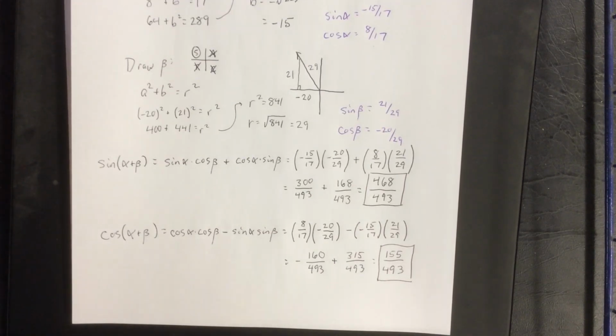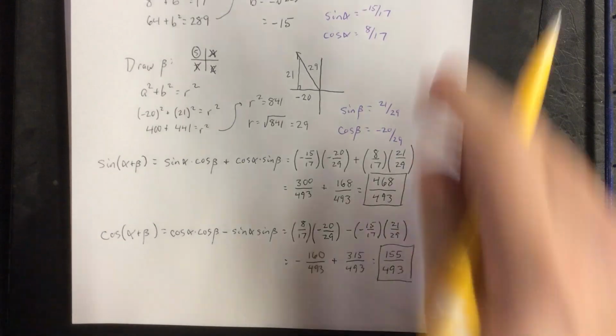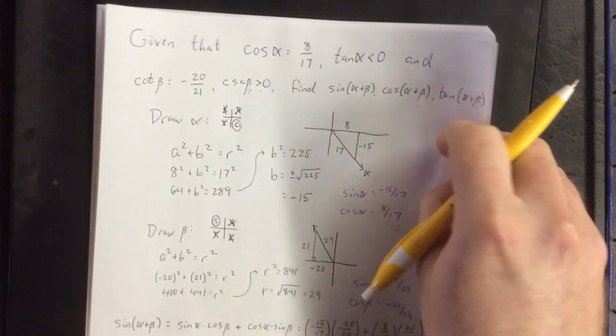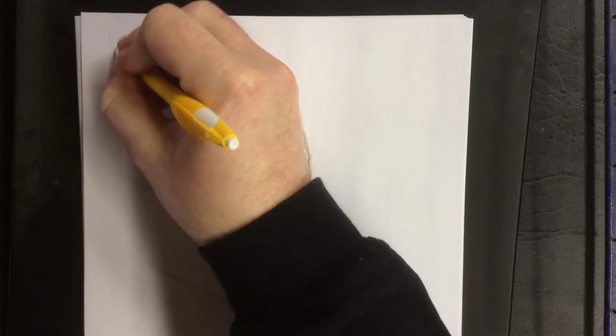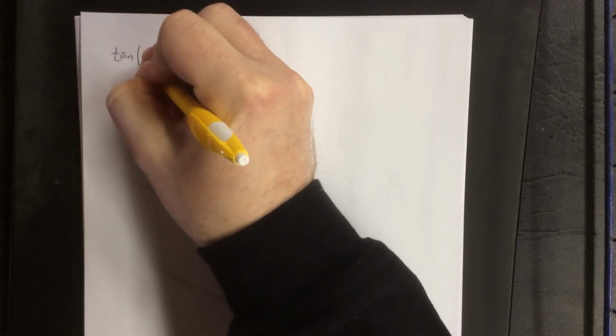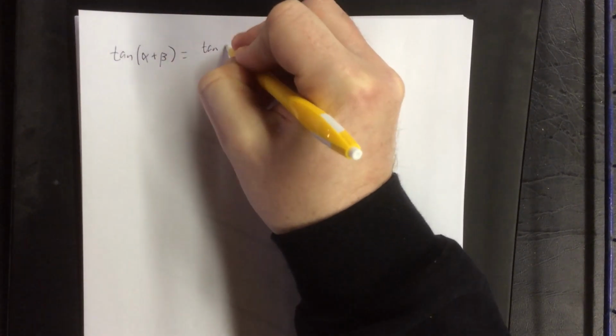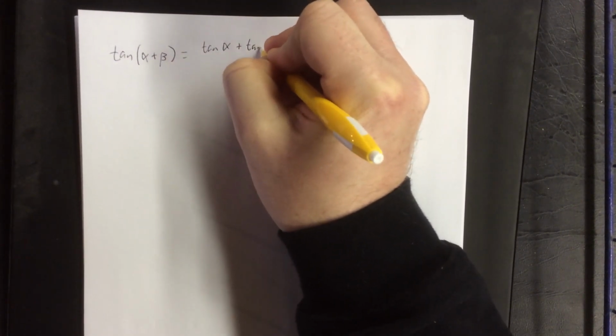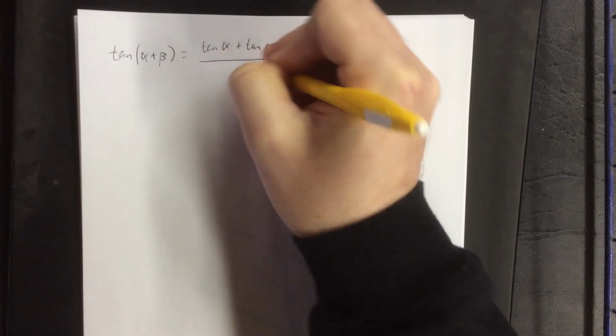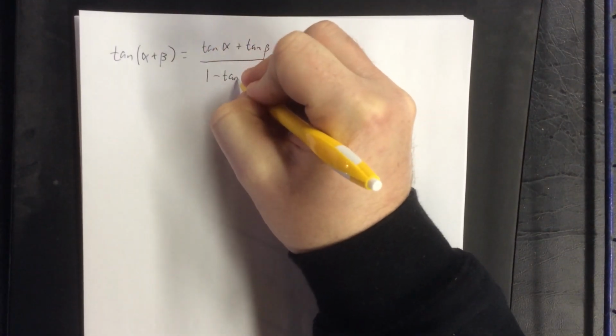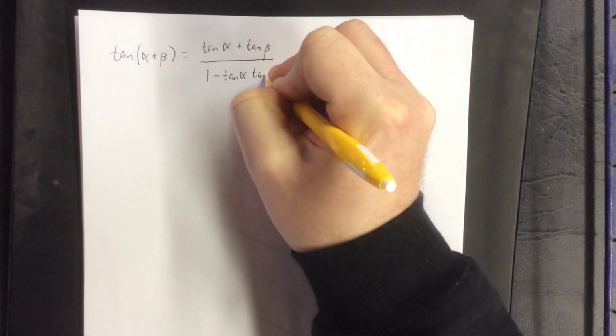Now for the tangent of alpha plus beta, it looks like I begrudgingly have to start a second sheet, but that's okay. I will be borrowing some stuff from the first sheet though. So one possibility is we could do that the tangent of alpha plus beta is the tangent of alpha plus tangent of beta over 1 minus the tangent of alpha times the tangent of beta.